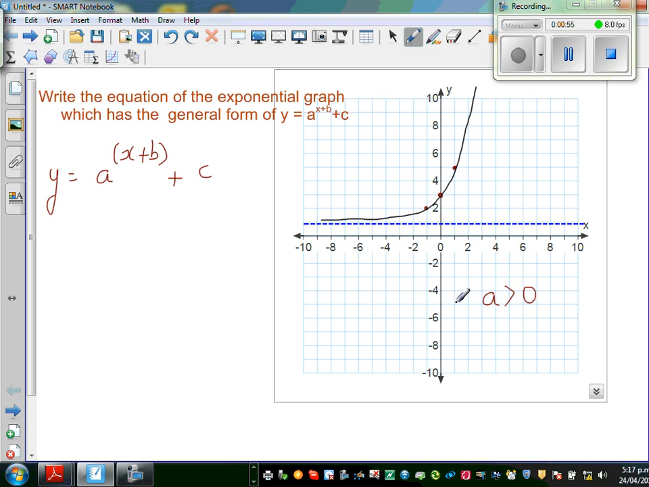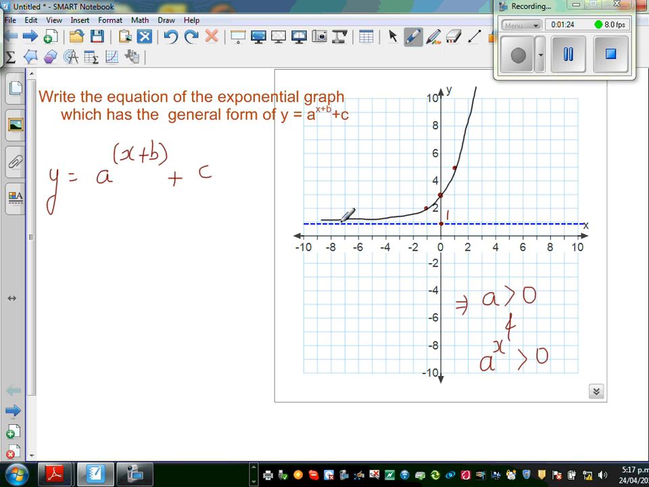And one other fact that I should know: when a is positive, a raised to x will also be positive. I'll explain later why this is useful. So looking at the graph, this is 1 on the y-axis.